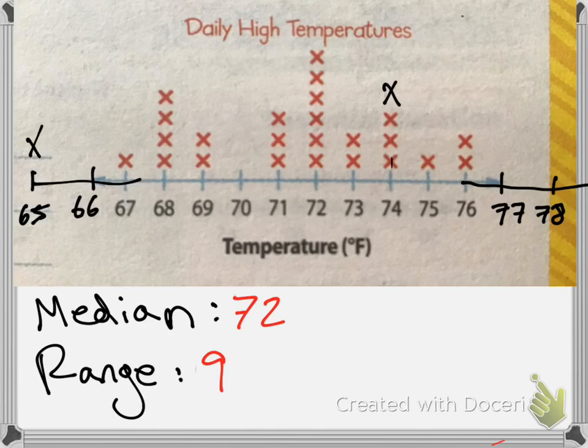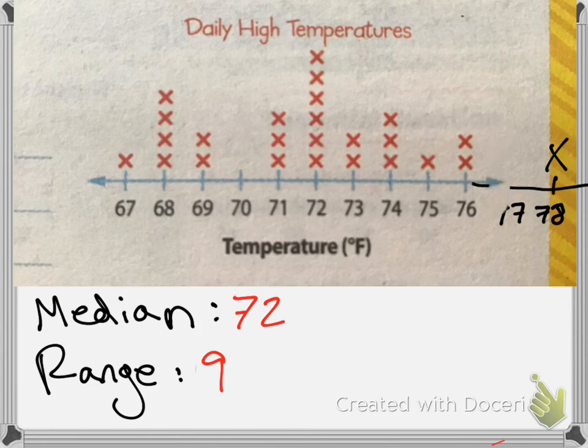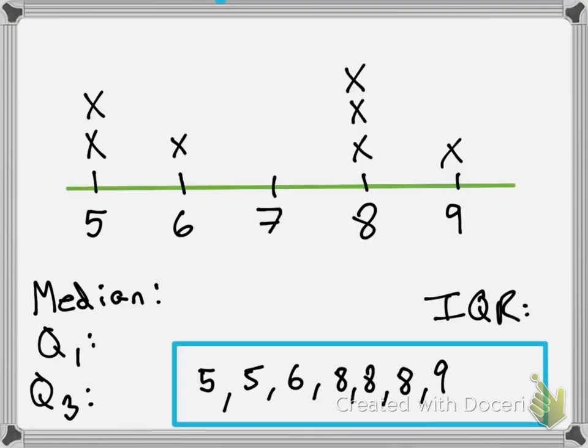No. Point here. No. Point here. Yes. Point here. No. Because I only care about the biggest and smallest data points. So if none of that changes between, then I wouldn't get a new range. So with us having our normal numbers without any intruders, our range is 9 and our median is 72.